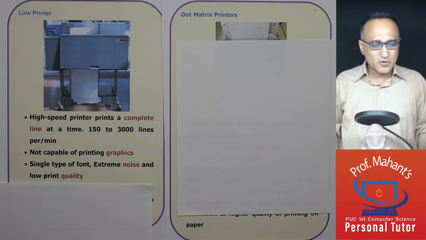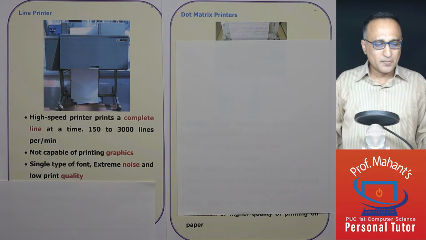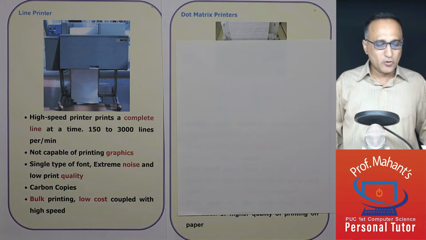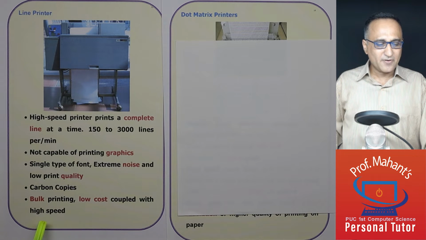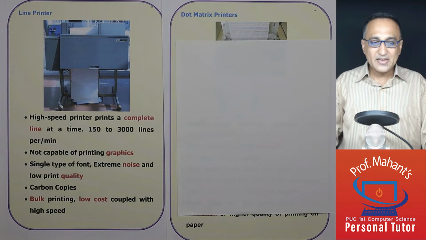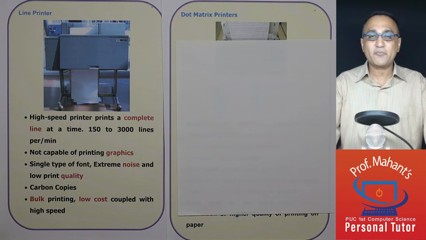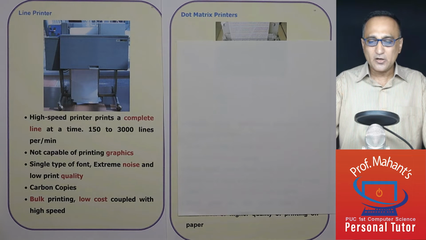It's extremely noisy. Print quality is low. But since the cost of printing is low, it is used for bulk printing and advantages of high speed printing. Being an impact printer, it's capable of printing or producing carbon copies.